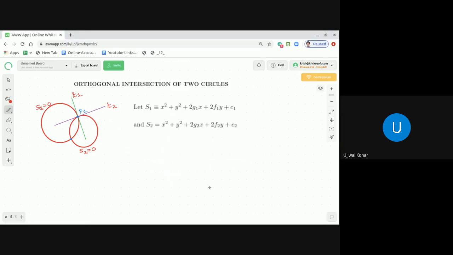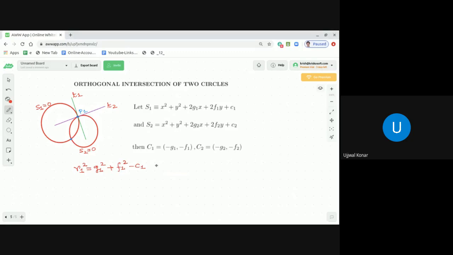Correct. Now, dear students, what we can find is that, if we assume their radii are R1 and R2, where the first circle's radius is R1, then we are going to get R1 square plus R2 square. So R1 square will be what? We know that R1 square is equal to G1 square plus F1 square minus C1, correct?